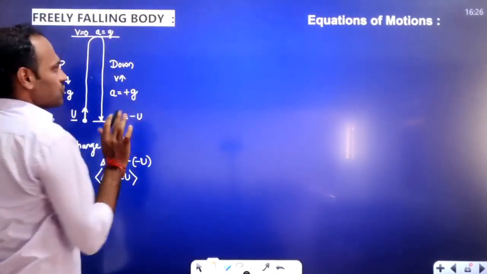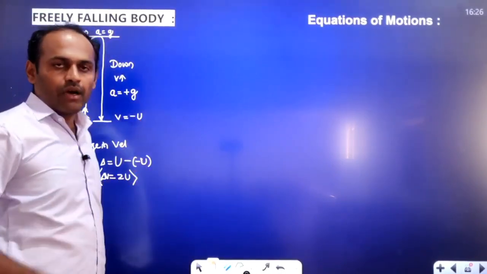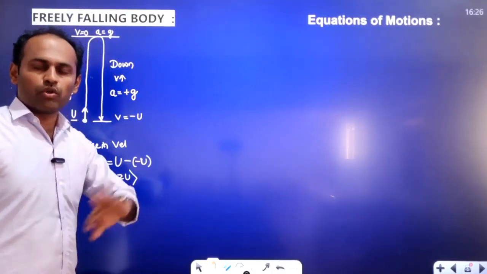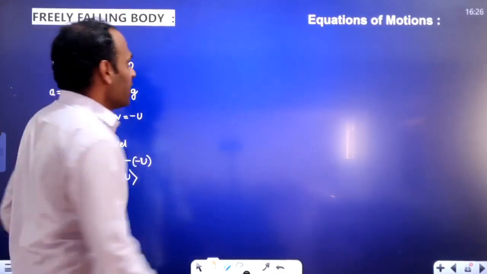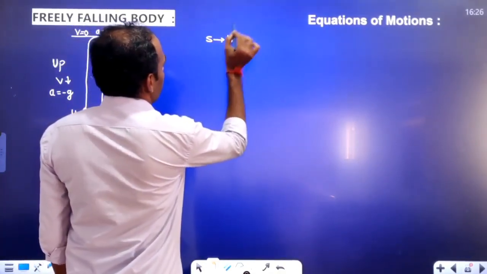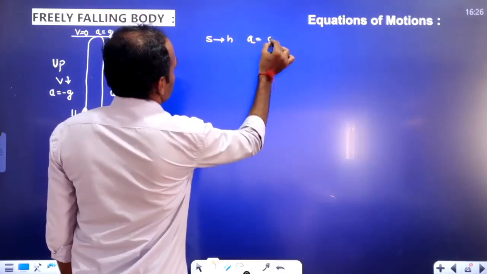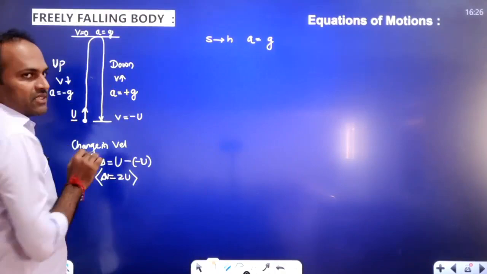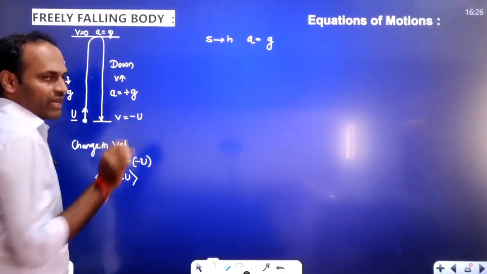Look, the common equations of motion in rectilinear motion that we have, the same equations we have to apply here too. v is equal to u plus at and so on, right? Same, but we just have to replace displacement by height and acceleration by g. If the body is moving upwards, g should be taken minus. If the body is moving downwards, g should be taken plus.